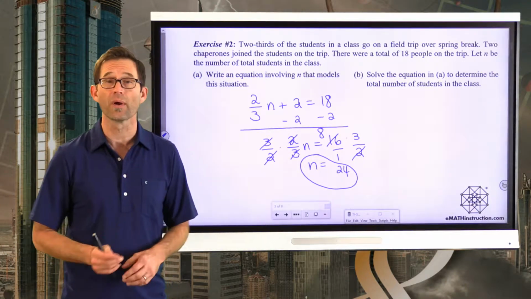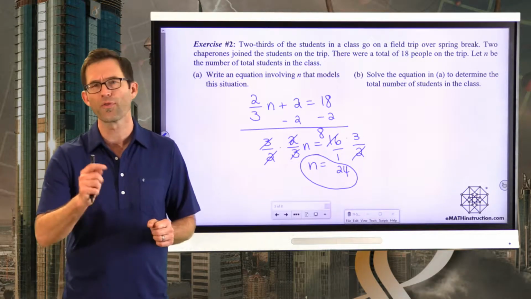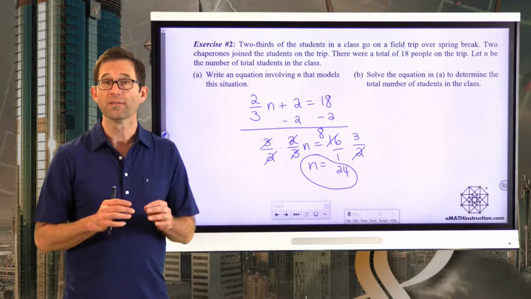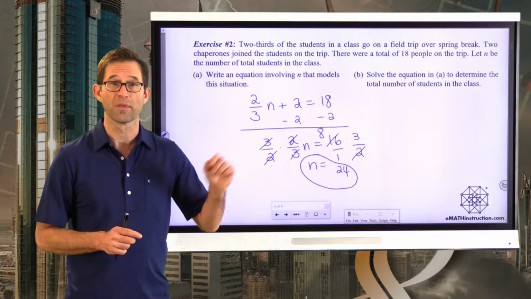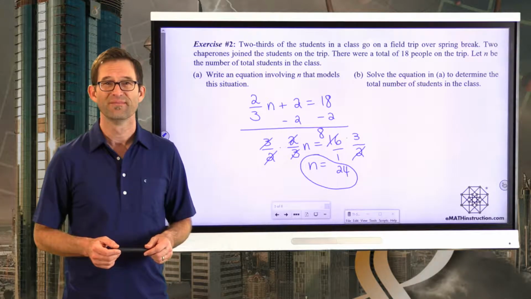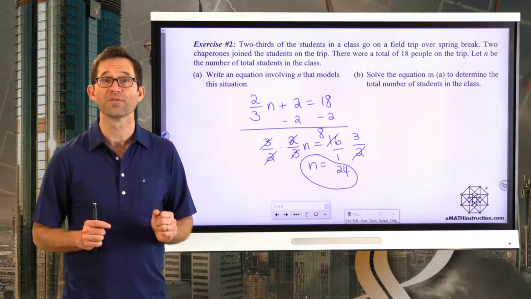And that's pretty easy to check, right? We can think, oh, if I've got 24 kids in class, 2/3 of that, well, 1/3 of 24 is 8. 2/3 of 24 would be 16, right? Then 16 plus the additional 2 gives me the 18 total people that went on this trip. All right, great. Let's move on and now do some equation solving that involves decimals.